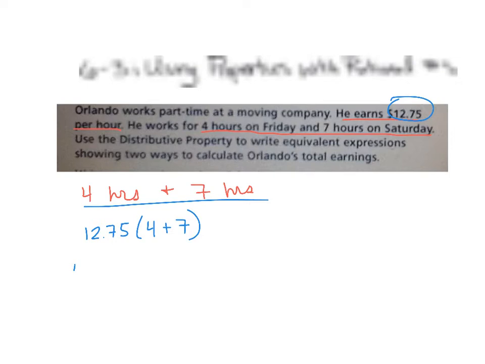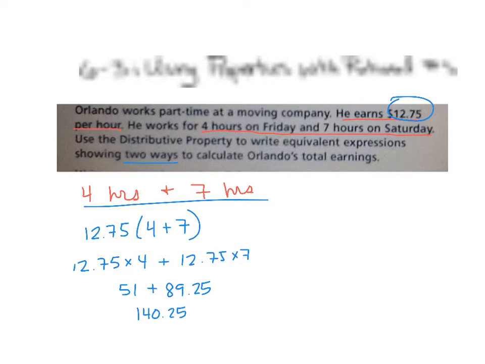we have $12.75 times 4 plus, because there's a plus sign right there, $12.75 times 7. And $12.75 times 4 is 51, plus $12.75 times 7 is 89.25. And then we have to add those up, and we get 140.25. This says to show 2 ways, so we're going to do that.